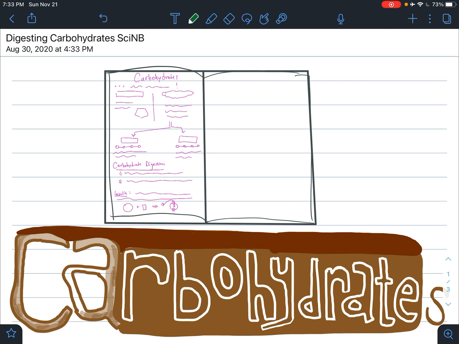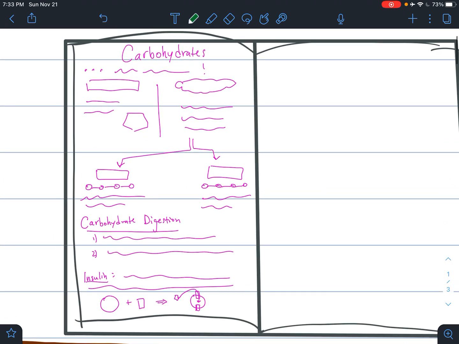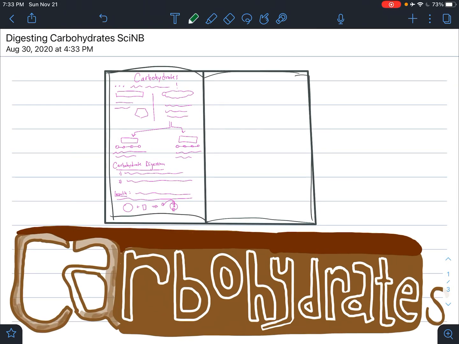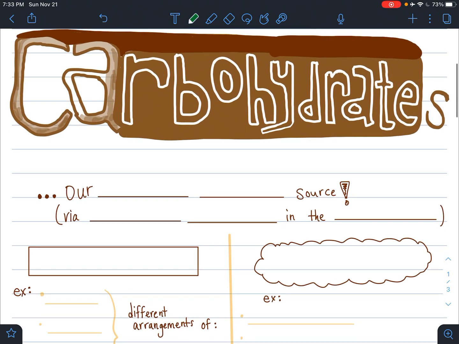Today, we're going to learn about carbohydrates. So you can see how we're going to organize our page, so you can kind of plan accordingly. We'll look at different types of carbohydrates, their structure, and then also how they're digested, and we'll also look at the role that insulin plays in the process of getting carbohydrates into our cells.